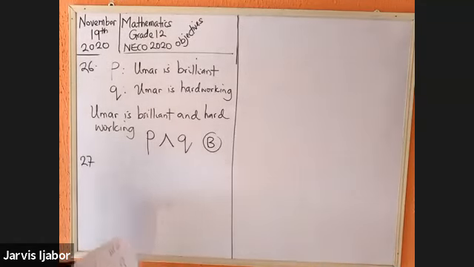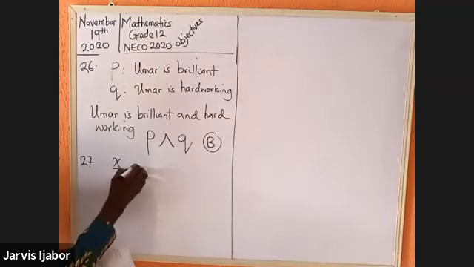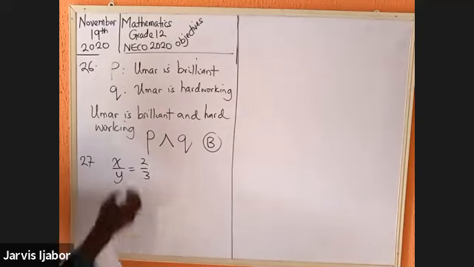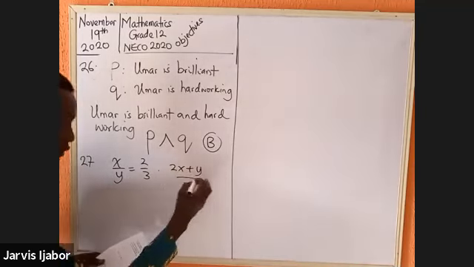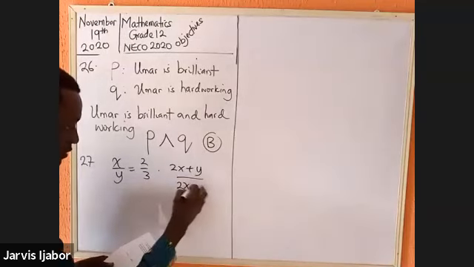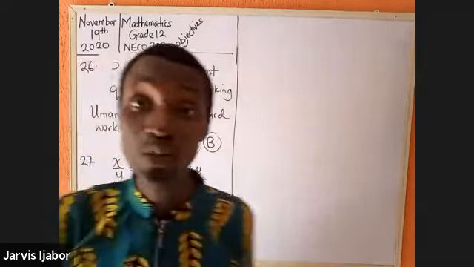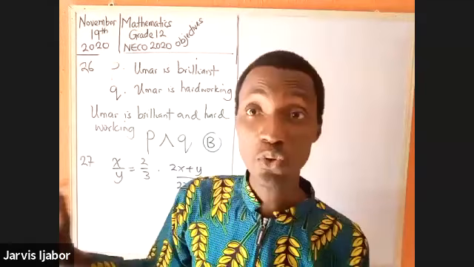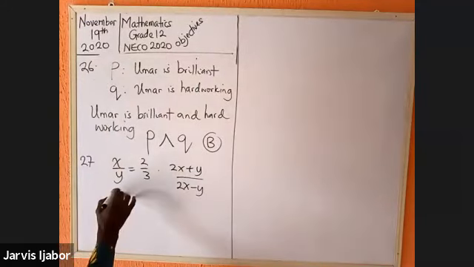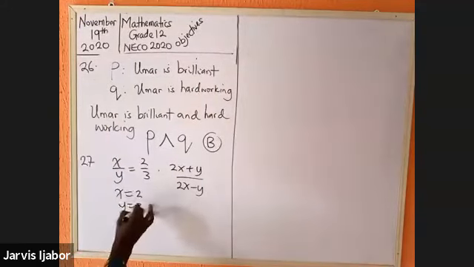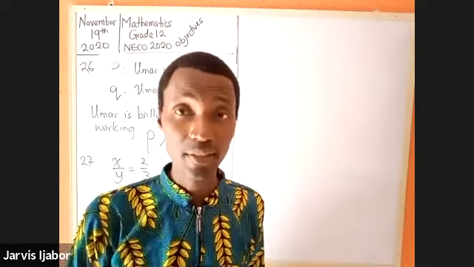27. Given that x over y is equal to 2 over 3, evaluate 2x plus y over 2x minus y. There are two ways you can actually solve this. Now, if I say x over y is equal to 2 over 3, it means x is equal to 2 and y is equal to 3. If you do that, you are very, very correct.